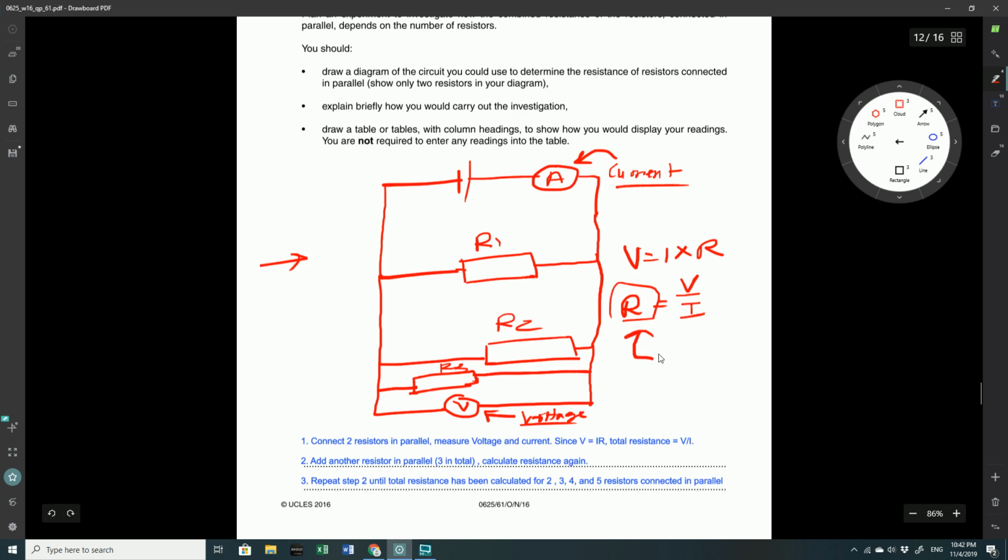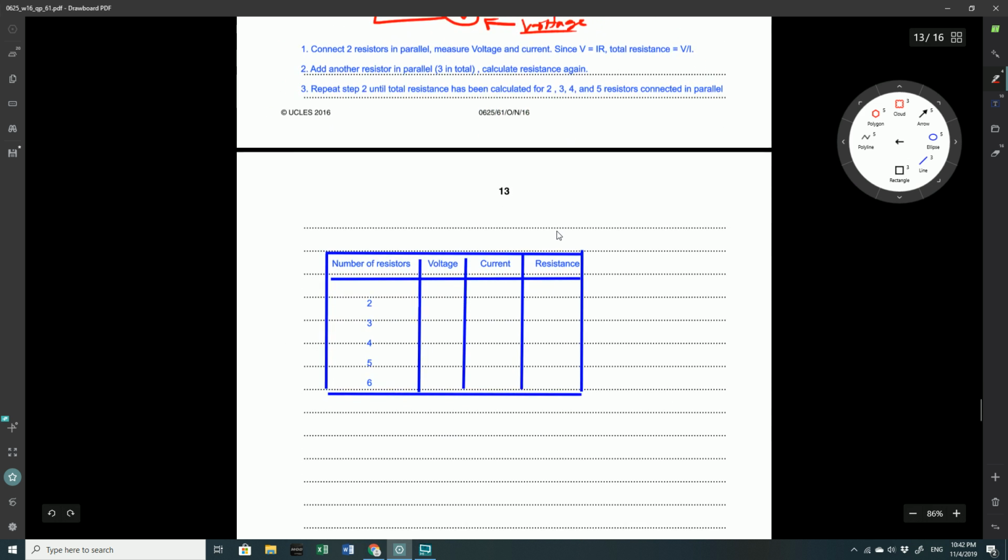And when that happens, we want to calculate the total resistance again, and we're going to keep repeating this as we add on more and more resistors into the setup. And so here would be a graph or a table that I would use. So we're going to go for, first of all, we've got 2 resistors in parallel, and we would measure each of these. And then we would have 3 resistors, we would measure each of these. We would have 4 resistors, 5 and 6, and you get the point.